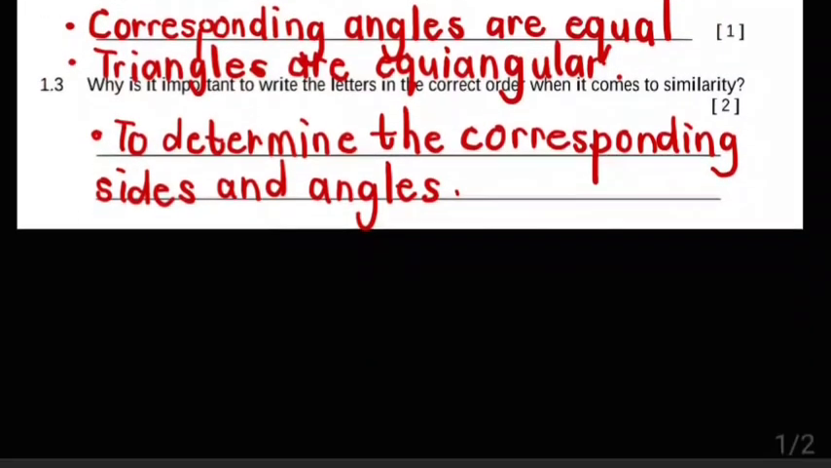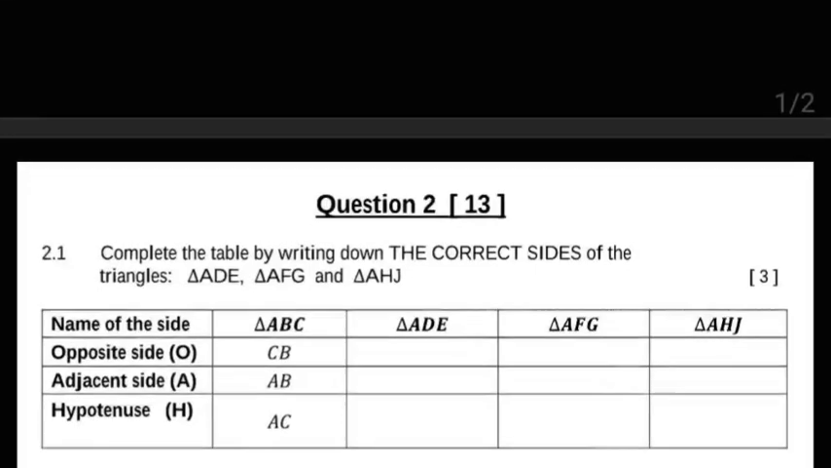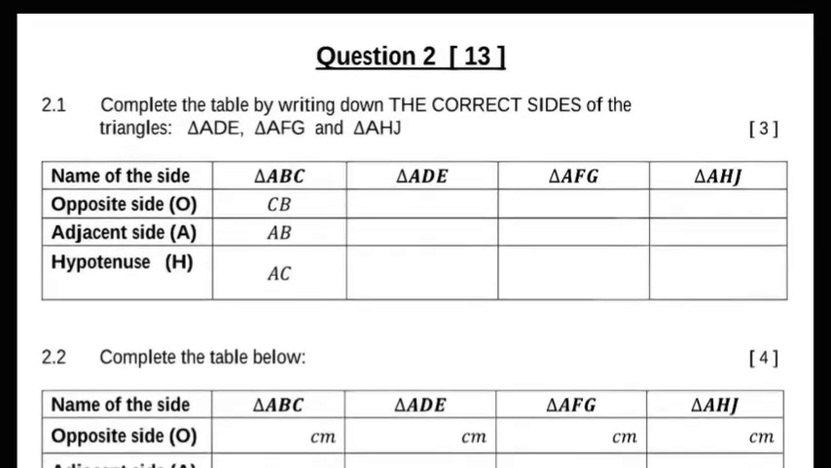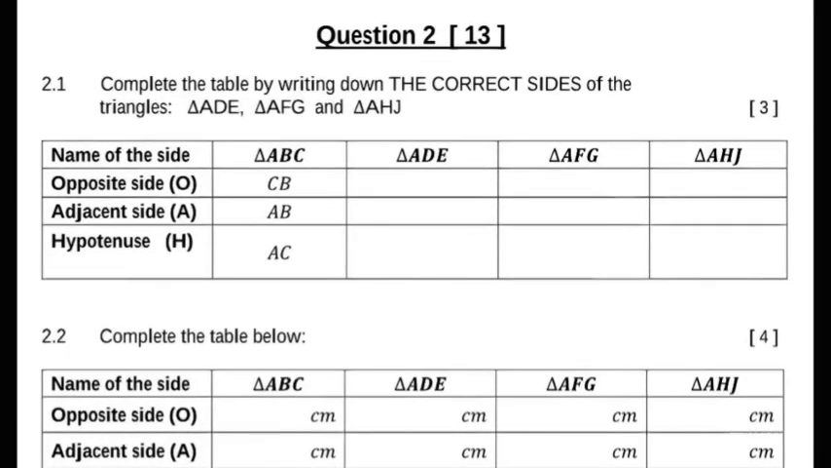Okay, we will now look at question 2. Question 2.1 says, complete the table by writing down the correct sides of the triangles ADE, AFG, and AH. Firstly, in this table, they have given you the answers for triangle ABC. For ABC, they have the opposite side as CB, the adjacent side as AB, and the hypotenuse as AC.